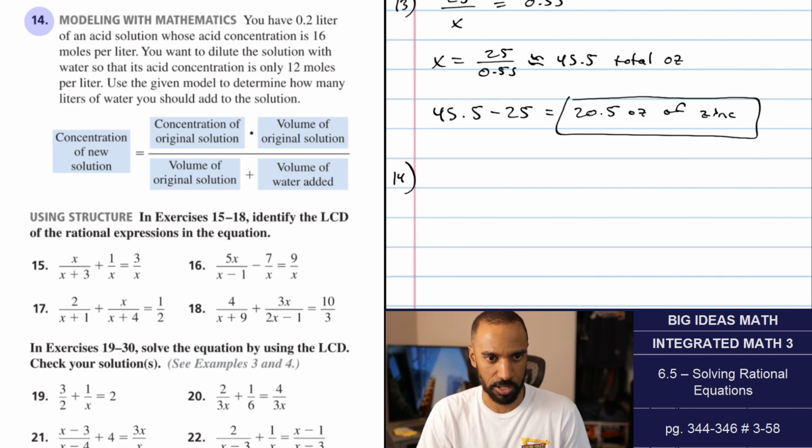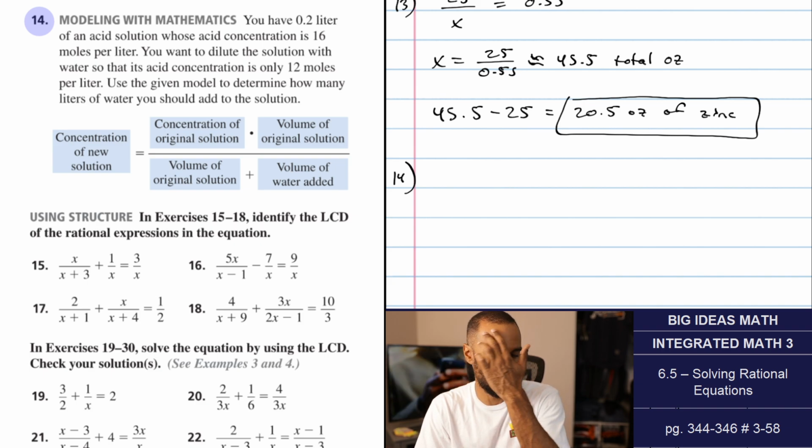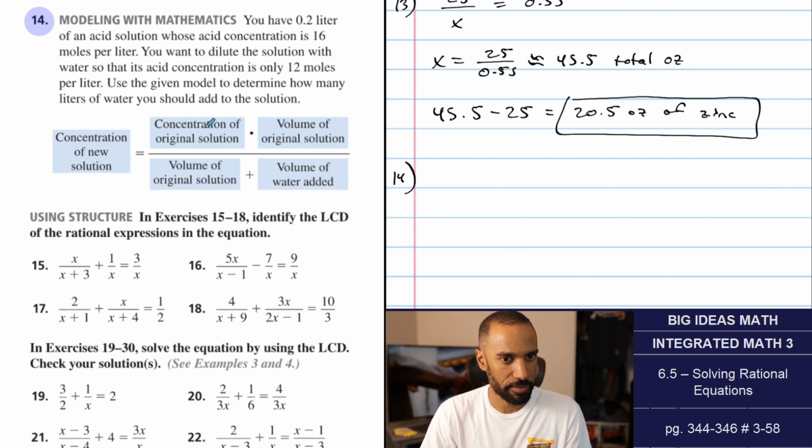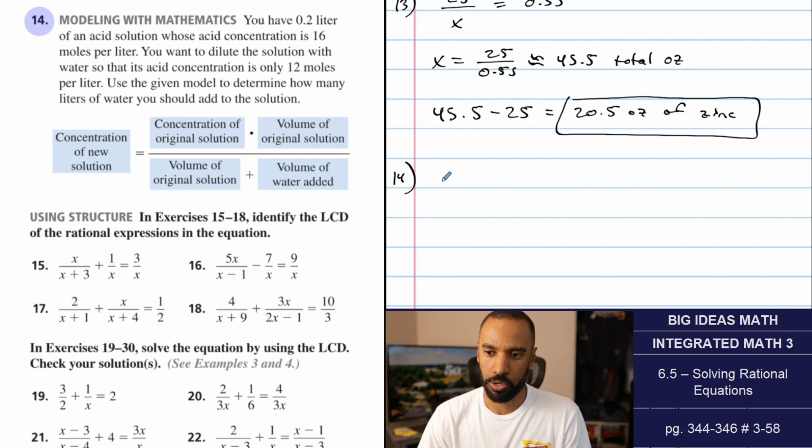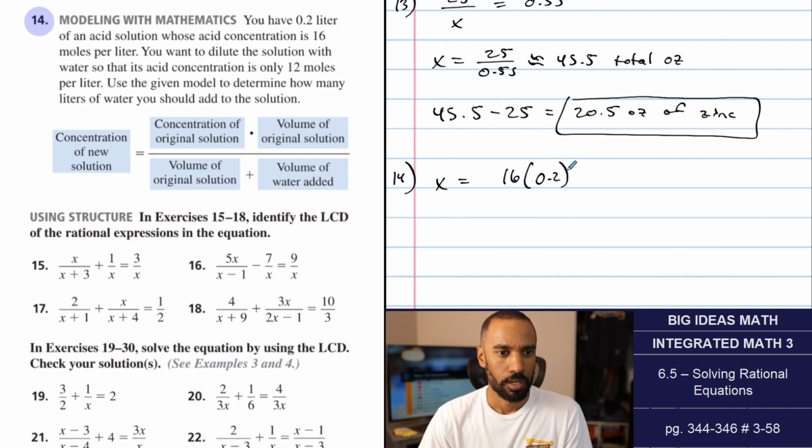You have 0.2 liters of an acid solution whose acid concentration is 16 moles per liter. Concentration of original solution, volume of original solution. So our new solution, I'll just put x there for now, I don't really know. Concentration times 16 moles per liter times 0.2 liters is that number of moles. You want to dilute the solution with water so that its acid concentration is only 12 moles per liter. So we want this to be 12.